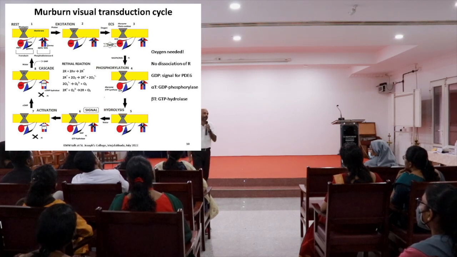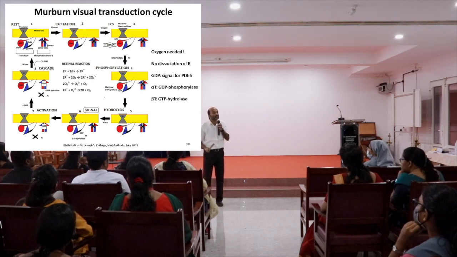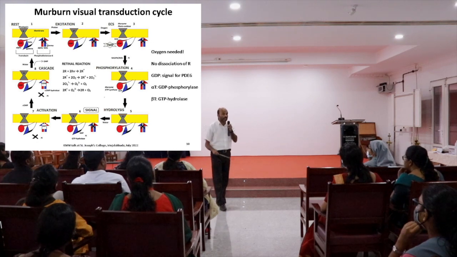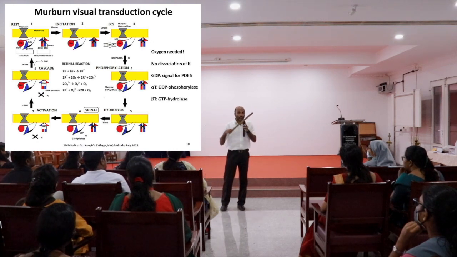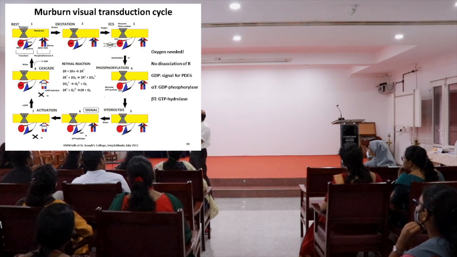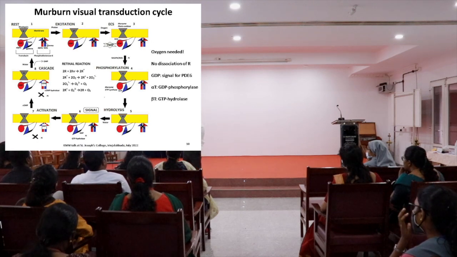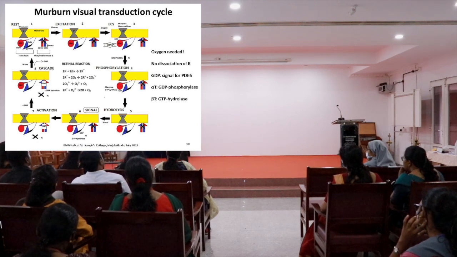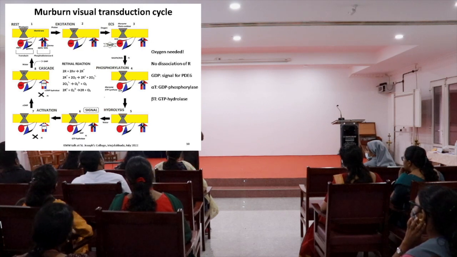The alpha module. Now what happens is, it gets phosphorylated. GDP gets transformed to GTP, and then what happens? GTP is taken up by the beta module. This beta module didn't have any role in the earlier mechanism. So now beta hydrolyzes it, releases GDP, which goes and activates the phosphodiesterase.